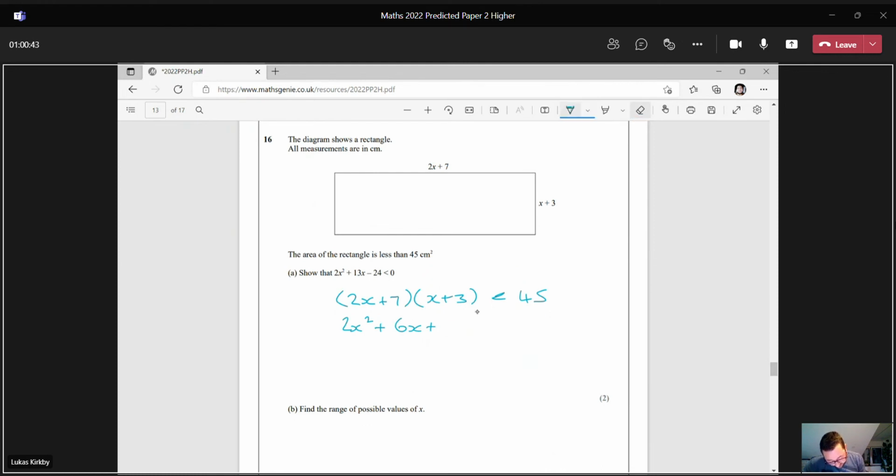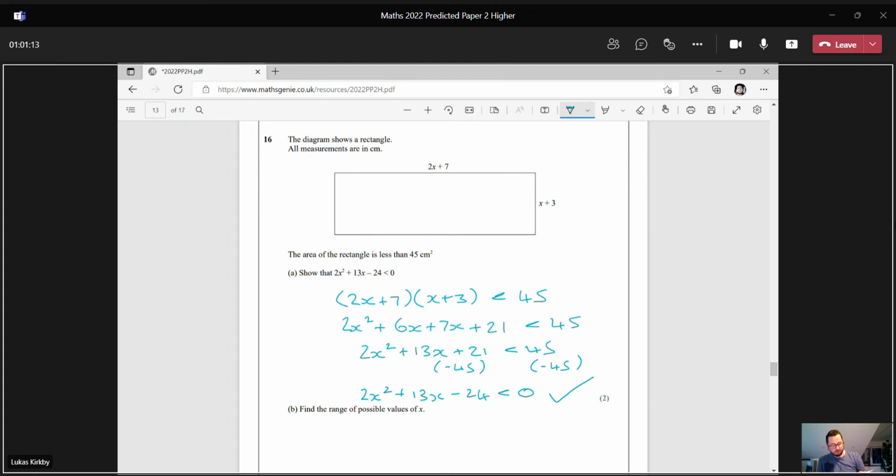7 times x is 7x, and 7 times 3 is 21, and that is less than 45. A quick tidy up of the 6 and 7x is 2x squared plus 13x plus 21 is less than 45. And then I just want to take away the 45 from both sides. Let's just write that down. And I'm going to end up with 2x squared plus 13x minus 24 is less than 0 as required.